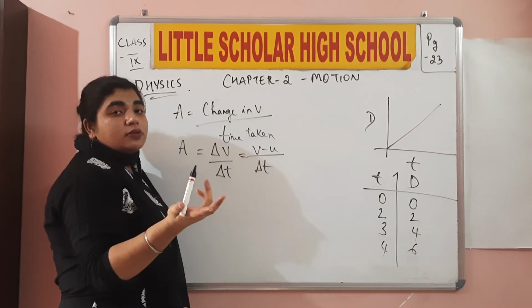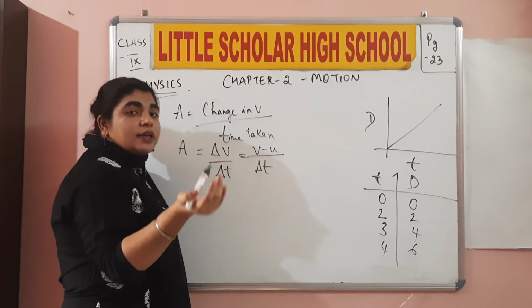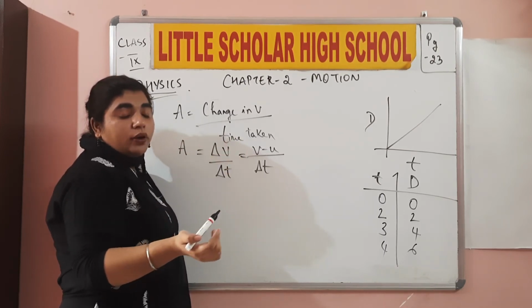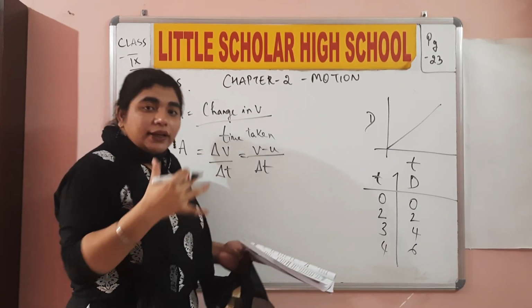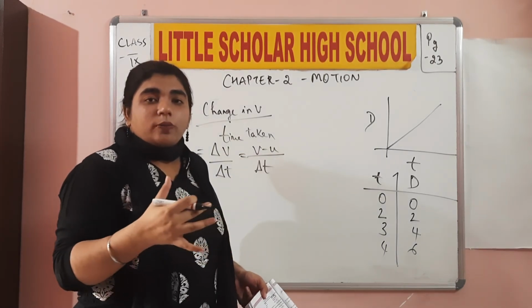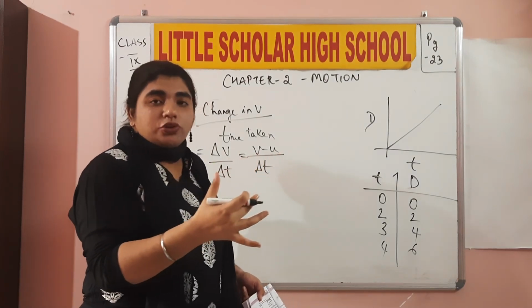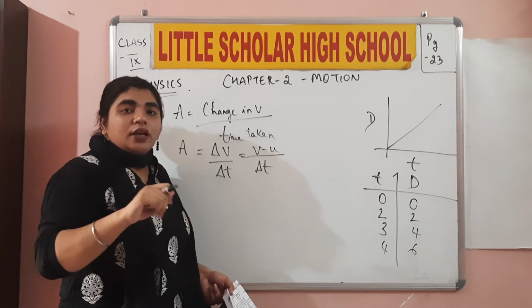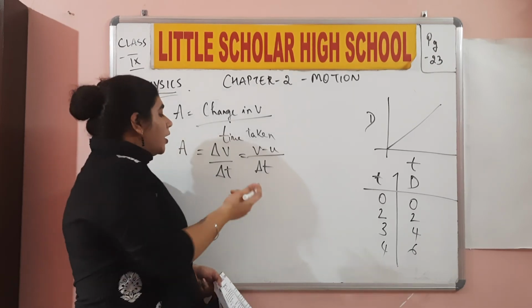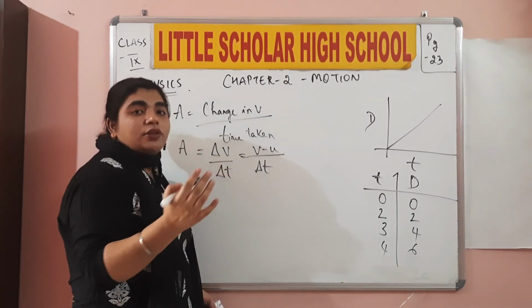What is change in velocity? The final velocity minus the initial velocity. What do you mean by final velocity? The velocity that the particular object has finally when it has completed a certain motion. Do you understand? Or reached the destination. What is initial velocity? The start velocity. And delta t is nothing but the change in time.